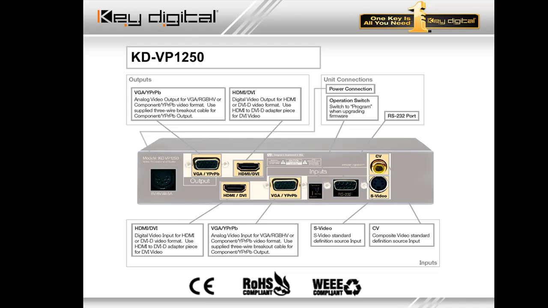On the input side, this VP1250 is ideal for scaling composite, S-video, VGA or component. Remember, it's shared, that connection dead center at the bottom row there. VGA or component on the 15-pin connection, 3-wire RCA cable is included. Also, you can input an HDMI or DVI source. Again, we could even down convert that to analog if you need, only if the source is non-HDCP encrypted.